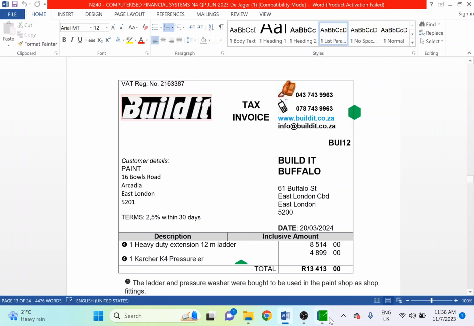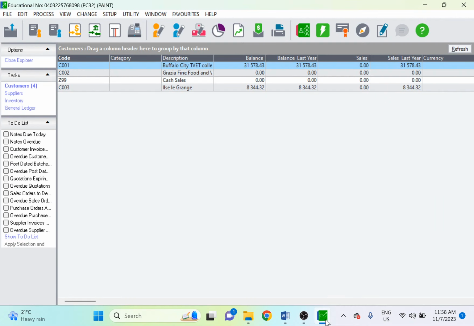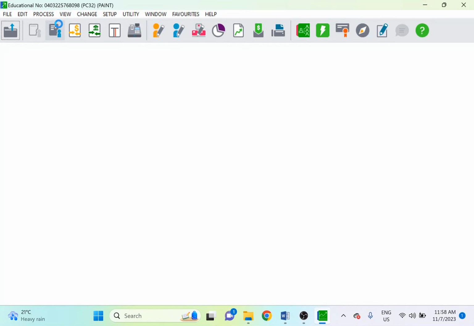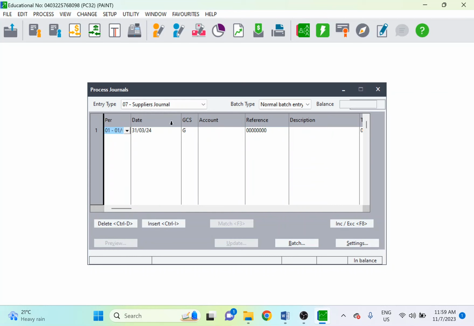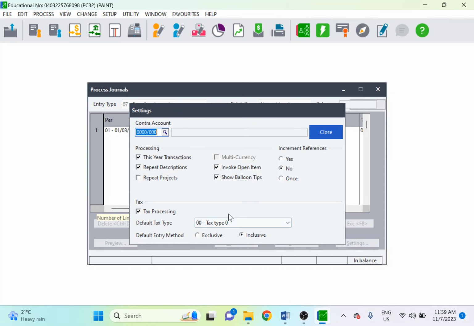So to record this, let's start with non-stock invoices. To record non-stock invoice, you go under process, journals, and then we use supplier journal. Now, before you start with any journal, you have to do settings. You go under settings, make sure that under contract account you have 4 zeros / 3 zeros. If you have opening balance, you just simply type 4 zeros, you press enter.